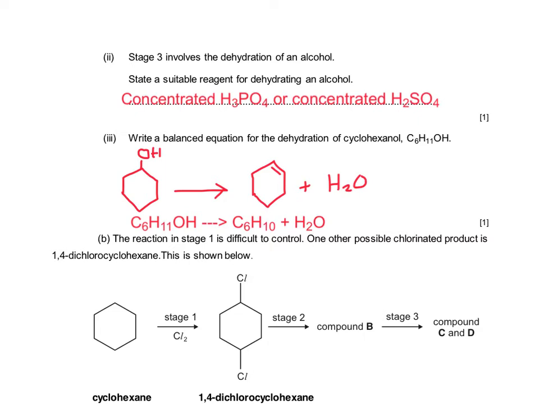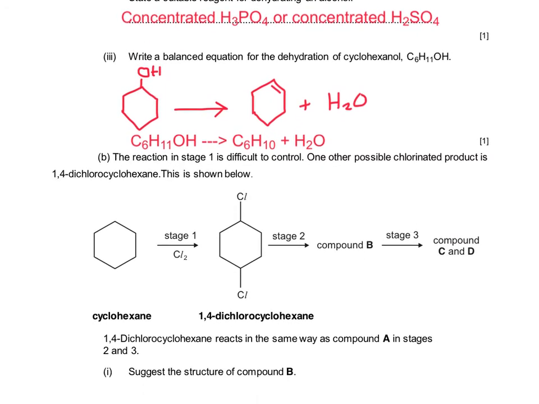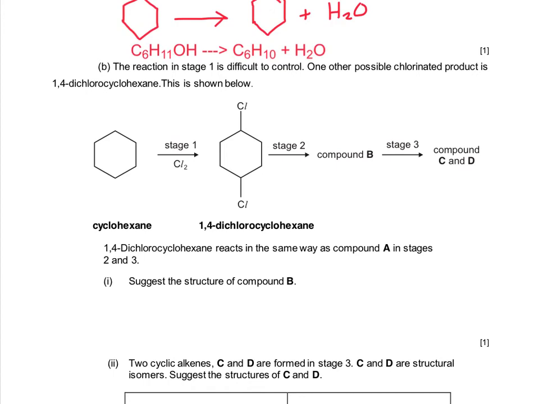So it says that the reaction in stage 1 is quite difficult to control. And it gives you one other possible chlorinated product as 1,4-dichlorohexane. Then it says 1,4-dichlorohexane reacts in the same way as compound A in stages 2 and 3. Then it says suggest the structure of compound B. Now if you look at the original reaction scheme, you'll see that there was one chlorine on the second compound along, so it was chlorocyclohexane.